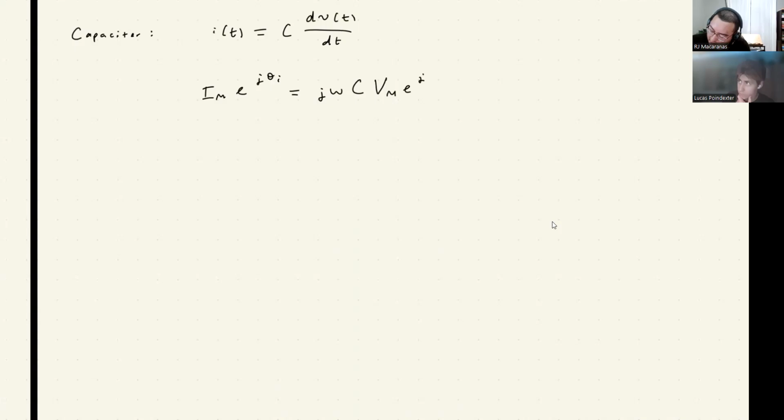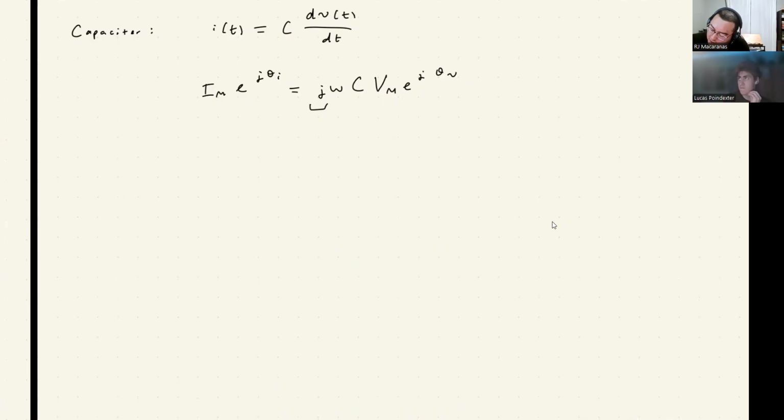Oh yeah, there's that J again. So here we can see there's that J, so it's going to cause 90 degrees to pop out up there. So the current leads voltage by 90 degrees for capacitors. And so these are general statements.